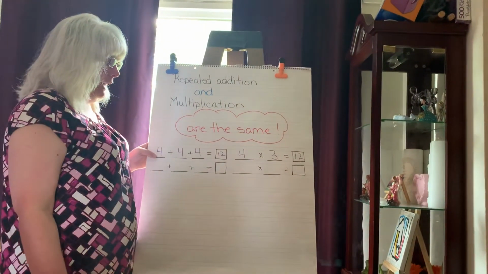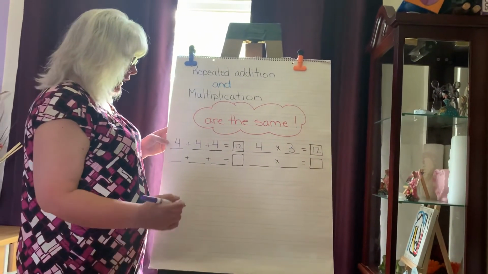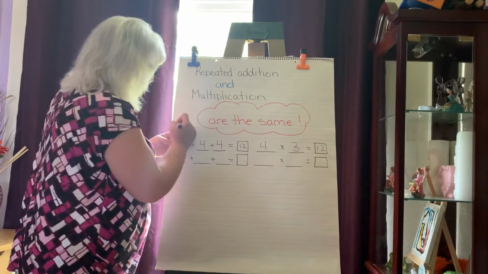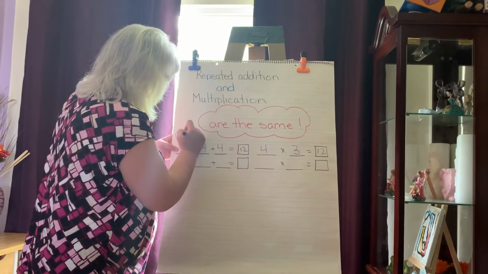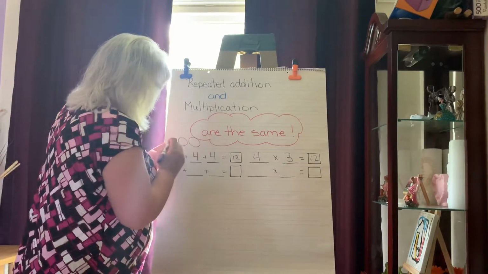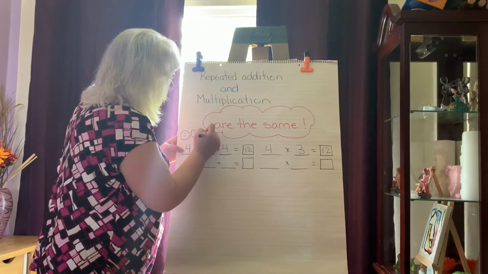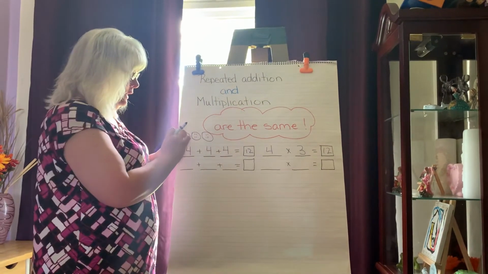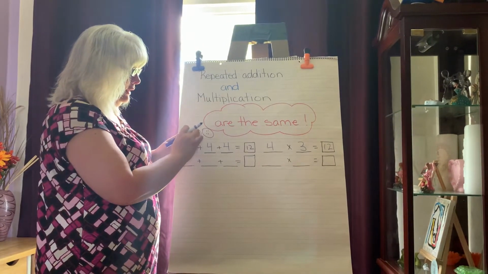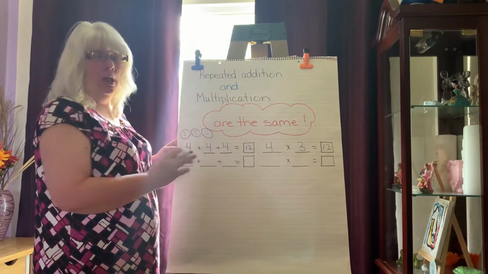You could draw that out if you needed to check it, in which case you would draw 3 circles with 4 in each, and you could count that out to check it. 1, 2, 3, 4, 5, 6, 7, 8, 9, 10, 11, 12.